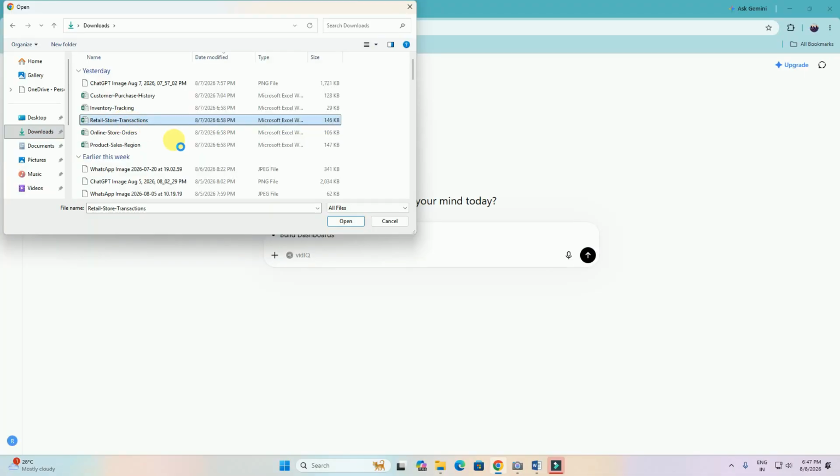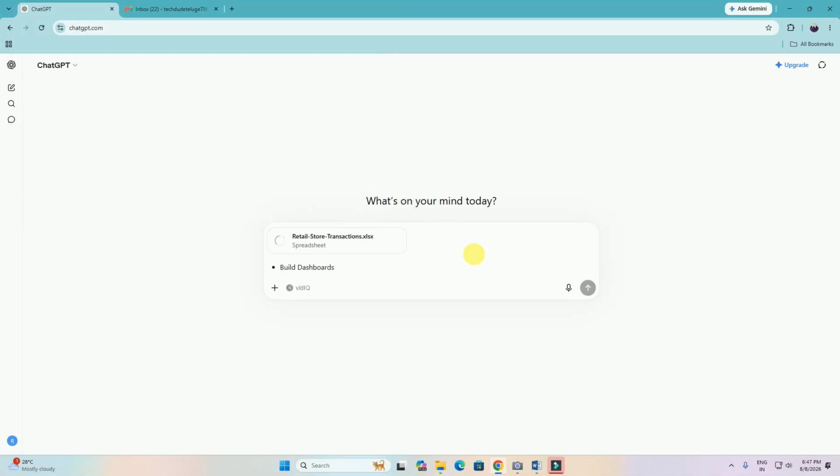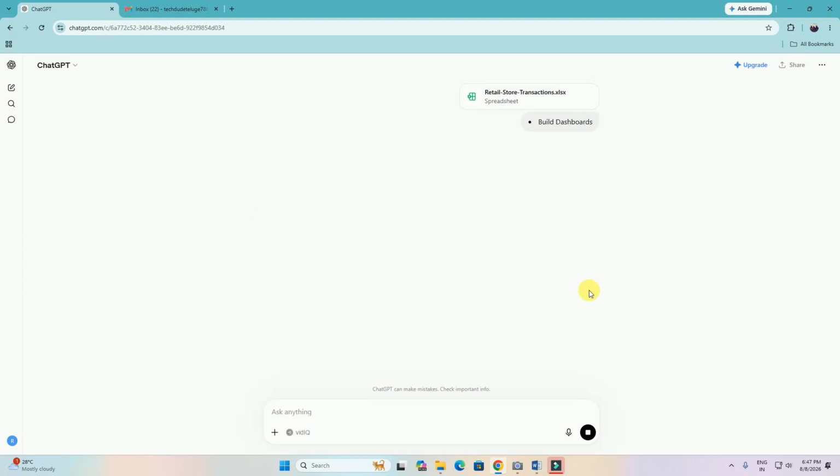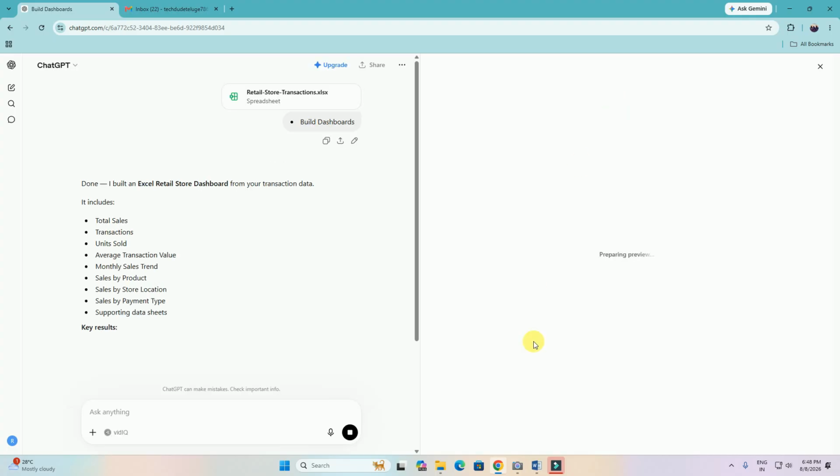Today, with ChatGPT prompts, I will show you retail store transactions. After that, click upload. What is the bill dashboard observing? First, it takes this thinking and analyzing those internal sources. After that, you observe the preparation done previously.